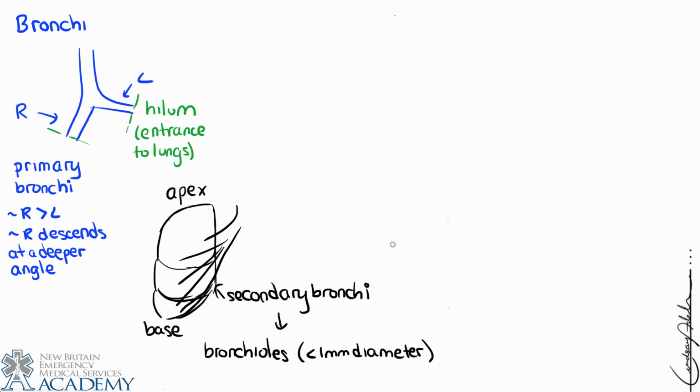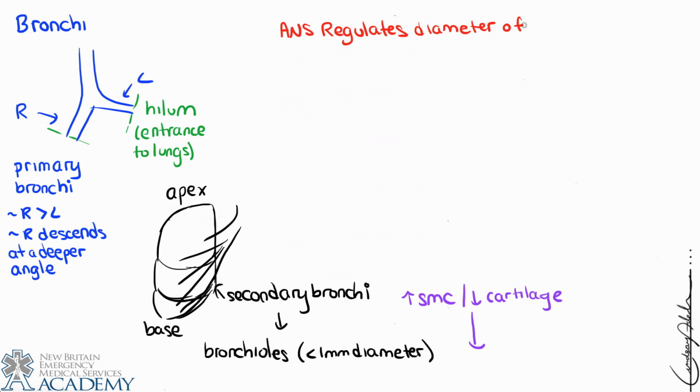One other thing I want to mention is that just like the trachea, cartilage surrounds the bronchi and the bronchioles, but as we work our way down from bronchi to bronchioles, we decrease the amount of cartilage and we subsequently increase the amount of smooth muscle cells that surround the bronchi. And so that actually allows for an increase in control of the diameter of the bronchioles. So the autonomic nervous system is responsible for regulation of the diameter, and we'll just review quickly.